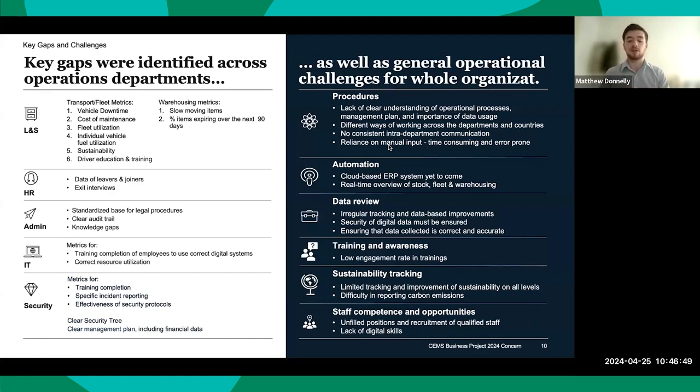And finally, in terms of staff competence and opportunities, there are many unfilled positions within Concern, and the recruitment of qualified staff remains and is always a challenge. And as well as this, there seems to be a lack of digital skills that seeps through the organization as a whole. So raising the digital literacy of the organization would be something that has great benefits.